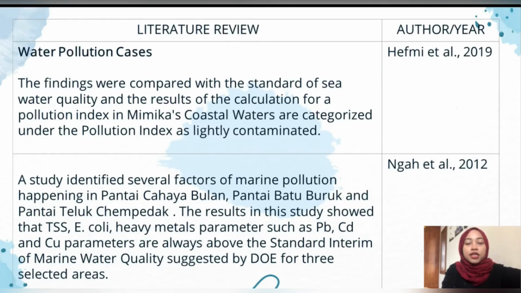Second, a study of Ngah et al. 2012 identified several factors of marine pollution happening in Pantai Cahaya Bulan, Pantai Batu Buruk and Pantai Teluk Cempedak. The results in this study showed that the TSS, E. coli, and heavy metals parameters such as lead, cadmium and copper are always above the interim standard of Malaysia marine water quality suggested by DOE for 3 selected areas.